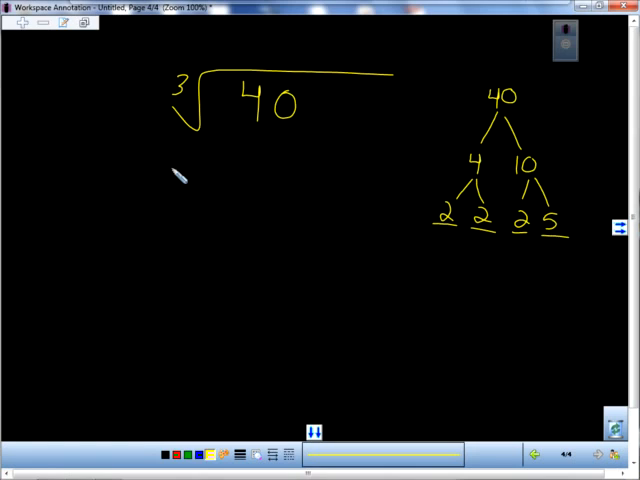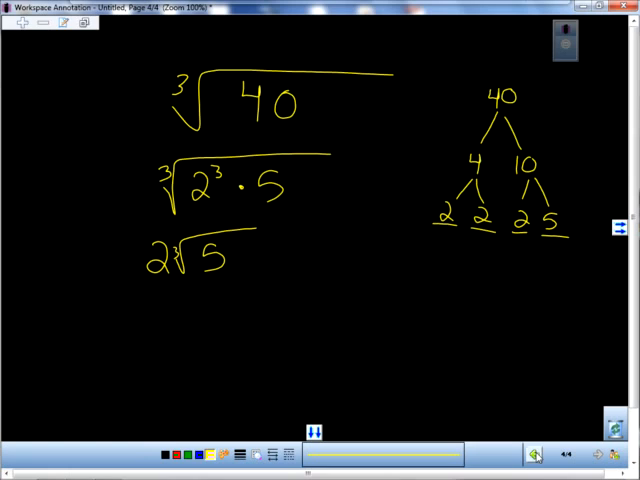So what I have underneath here now is 2 cubed times 5. That's the same thing as 40, right? 2 times 2 times 2 is 8, times 5 is 40. So if I take the cube root of 2 cubed, what am I going to get? 2. And I have 5 left over, so I have 2 cube root of 5. That's how you break 40 down if you're looking for the cube root of 40.